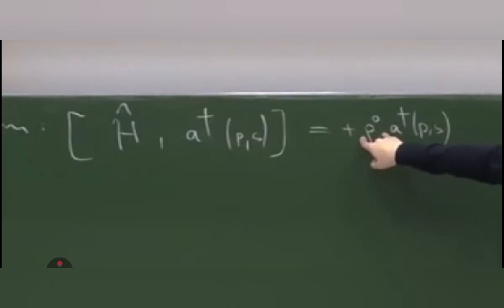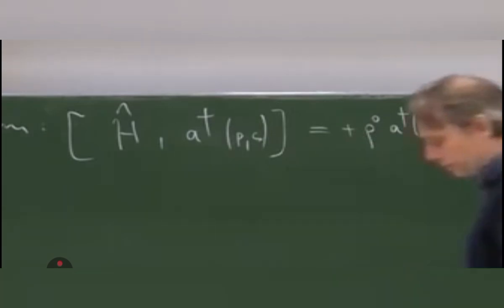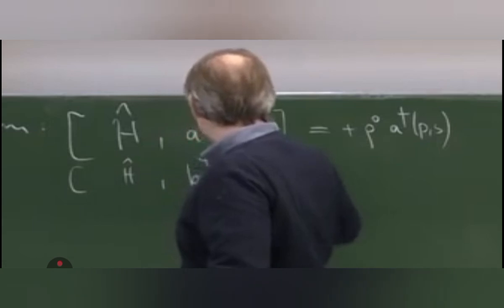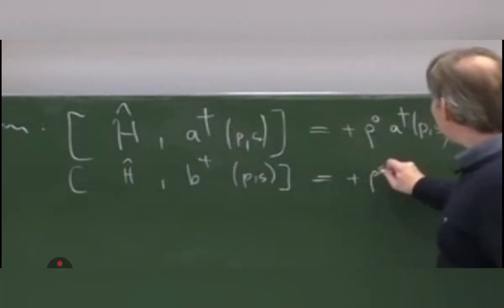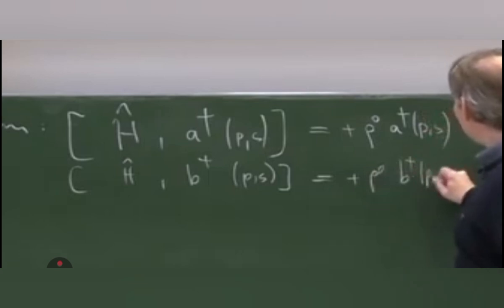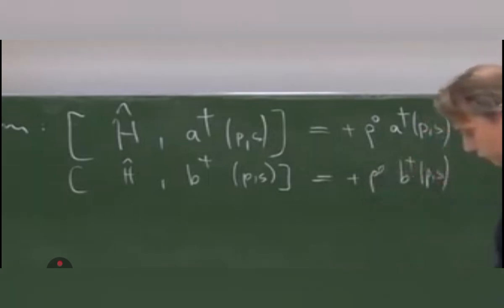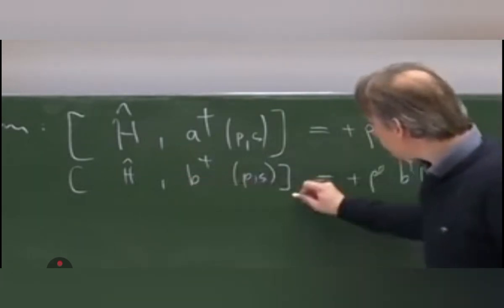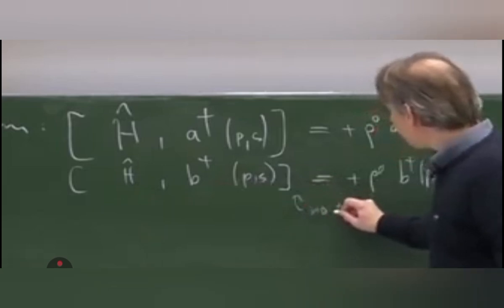Plus P0, P0 is positive definite. So this a dagger creates a positive energy state. And the same is true for B. B dagger of P comma S also creates positive energy. And here again there is no plus minus, just to highlight this in order to avoid confusion.